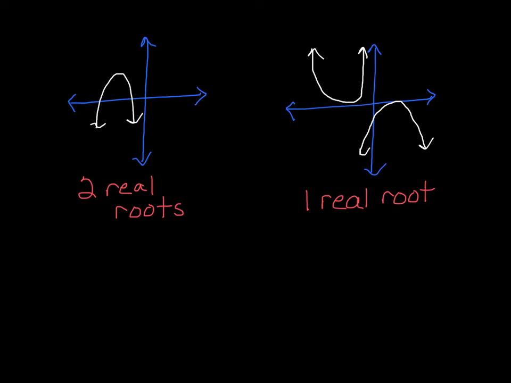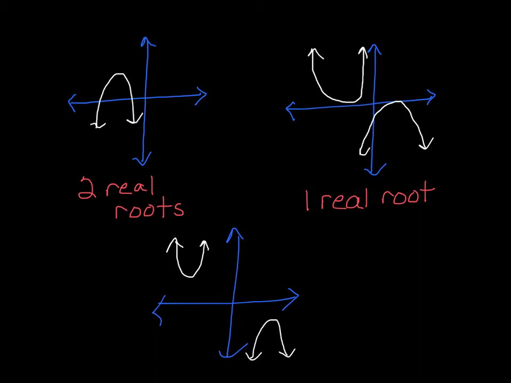When the parabola does not touch the x-axis at all, I call it floating. It's either floating above or below the x-axis, never touches it. That's when your discriminant is negative and there are 0 real roots.